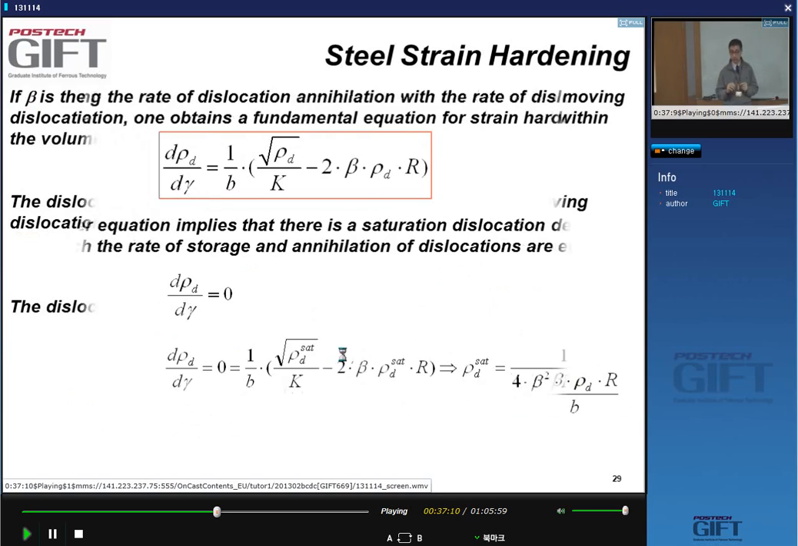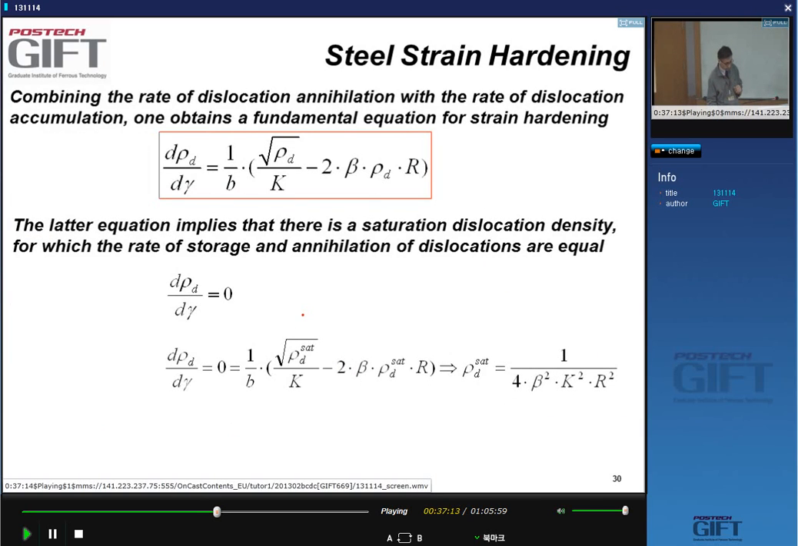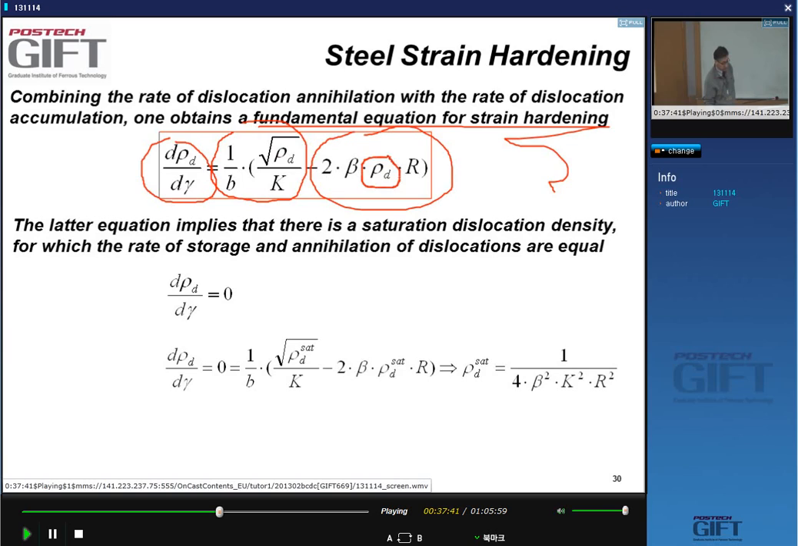So let's have a look at what we have found now. If we combine these two terms, we find a fundamental equation for strain hardening. Right, so this is really important. It says that the change of dislocation density with shear strain consists of two terms, a storage term and an annihilation term, and the storage term is proportional to the square root of the dislocation density, and the annihilation term is proportional to the density of dislocations. And what is interesting is to look at the implication of this for strain hardening.